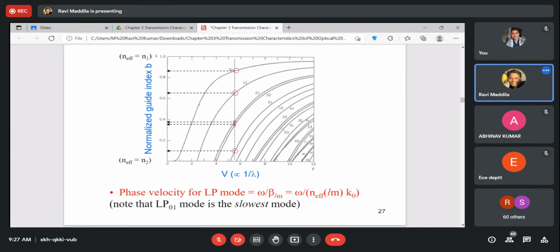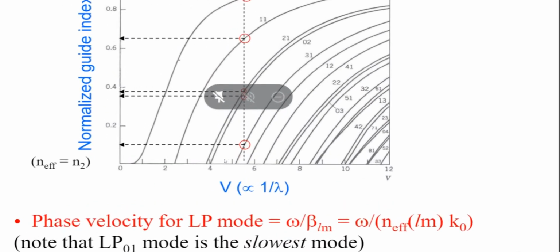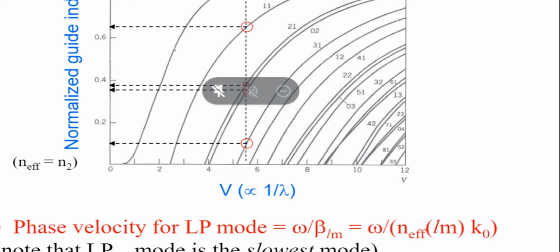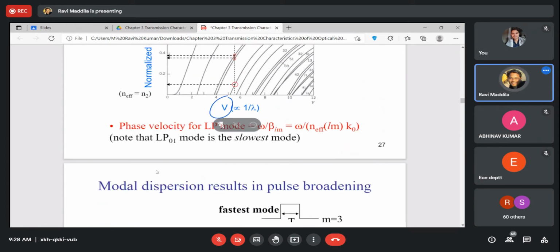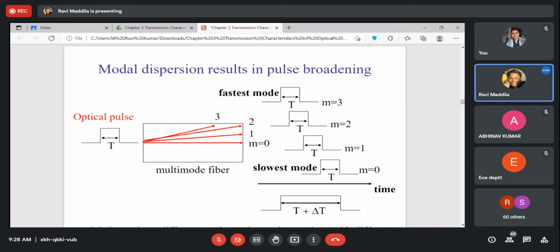This shows the normalized guide index. There's another very important factor which we are yet to discuss, and that is the V number. When I tell you about the V number, we'll come back to these later on. So modal dispersion results in pulse broadening. Well, this is what I mentioned. So m equal to 0.